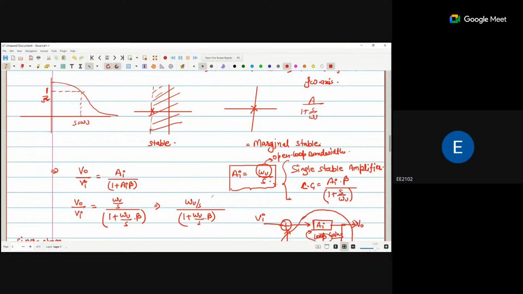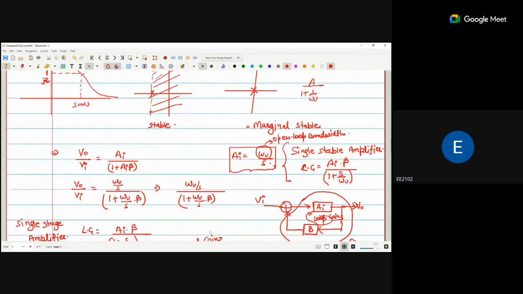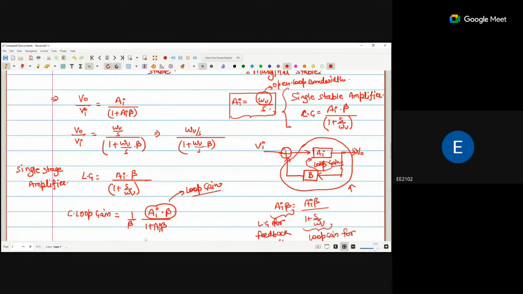Yeah, we are getting this now: s by omega u. So when s is equal to omega u, it will be 1. And if we take the magnitude, A upon 1 plus j into 1, the magnitude is A upon root 2. So the magnitude will be 1 upon root 2 at s equal to omega u. That's why it is called the open loop bandwidth.